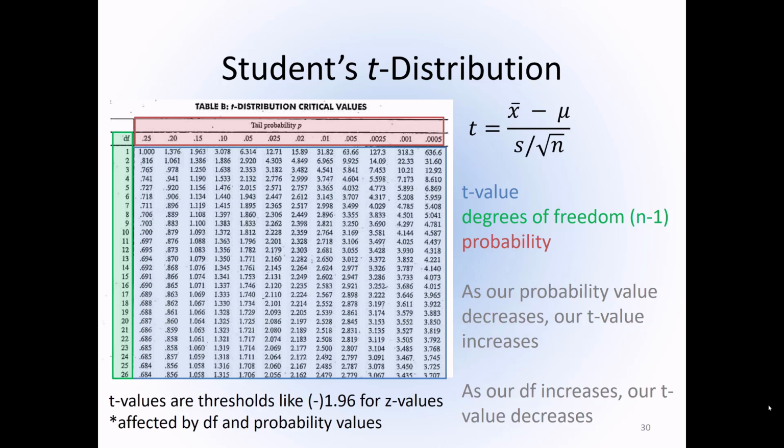And also as our degrees of freedom increase, our t-value decreases. So what does this mean? The t-values are similar to the z-values in that they provide us with a threshold which we need to overcome to determine if there's some type of statistically significant effect in what we're observing or not. And these t-values are affected by the degrees of freedom, which are influenced by our sample size, as well as the probability that we're interested in setting as our threshold. We'll talk more about this as we move forward using this t formula and doing t-tests in future lectures.